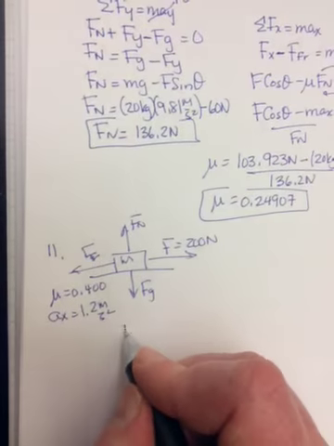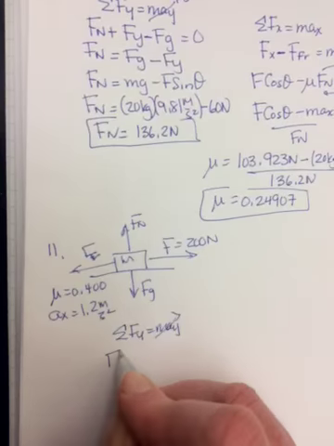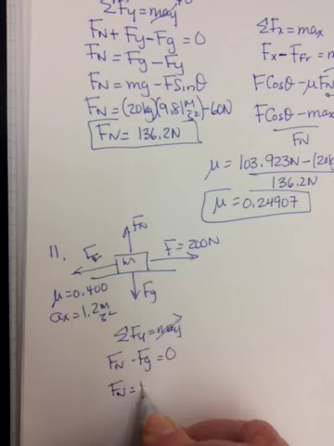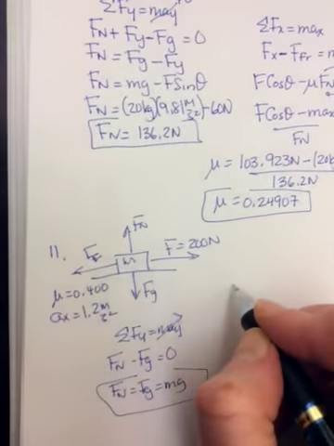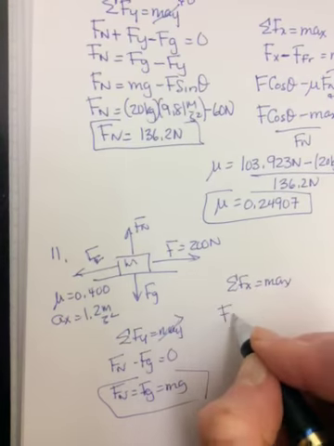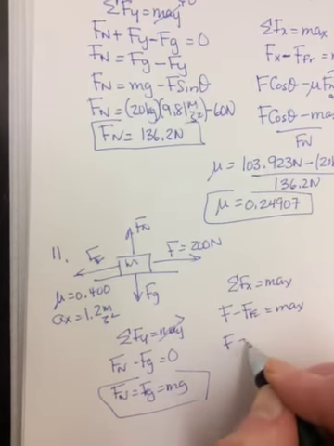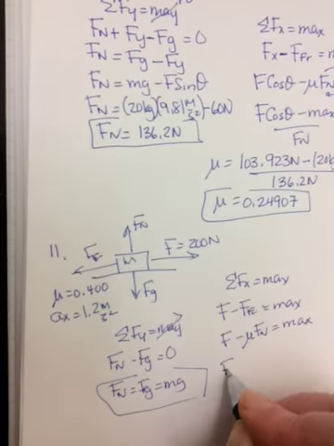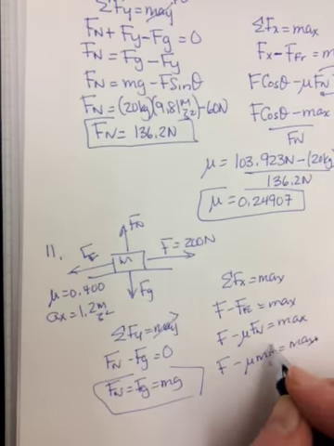Okay, so again, sum of the forces in the y direction, and you're going to discover that Fn is going to equal Fg is going to equal mg, and you're not going to be able to get a value. Go to the sum of the forces in the x direction. F minus friction equals max. F minus mu Fn equals max. I'm going to run out of time. F minus mu mg, because it's not at an angle. Take the mu mg over.